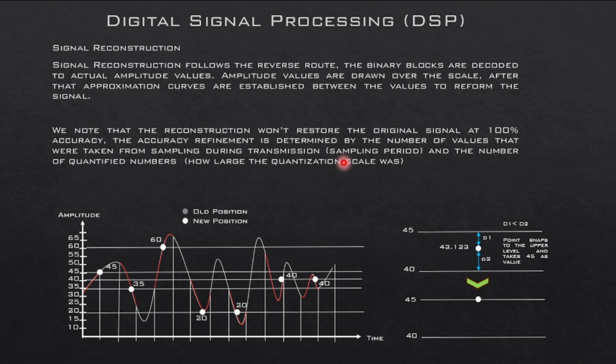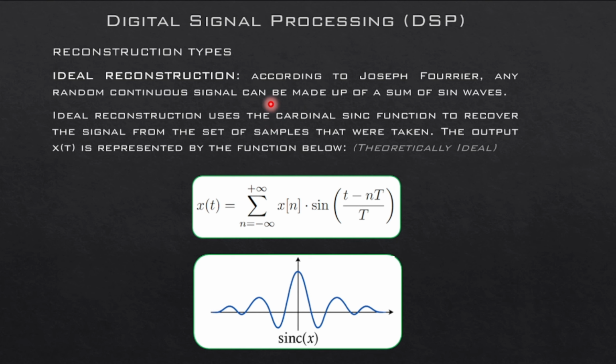That's on one hand. On the other hand, the values themselves have been scaled or adapted to the quantization scale, so they are not the exact values, at least in most cases. And how large the quantization scale was will affect the resolution of the restored signal, or how close the restored signal is to the original signal. What are the reconstruction types?